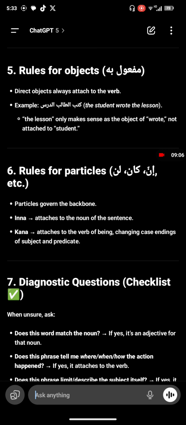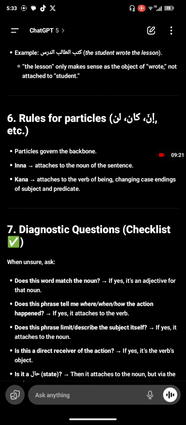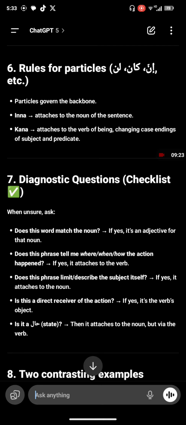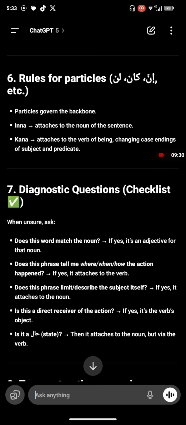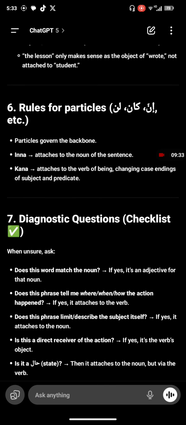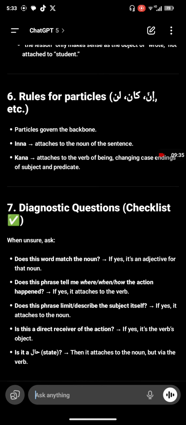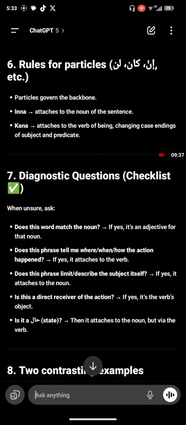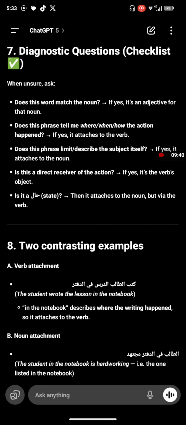Direct objects. So objects are going to connect to nouns? No, are they going to connect to verbs? Yeah, direct objects always attach to the verb. Always, always, always. So just remember that. Rules for particles. Inna attaches to the noun of the sentence. Kana is the one right here with the kaf at the top in the examples. It changes the case endings and that attaches to the verb.